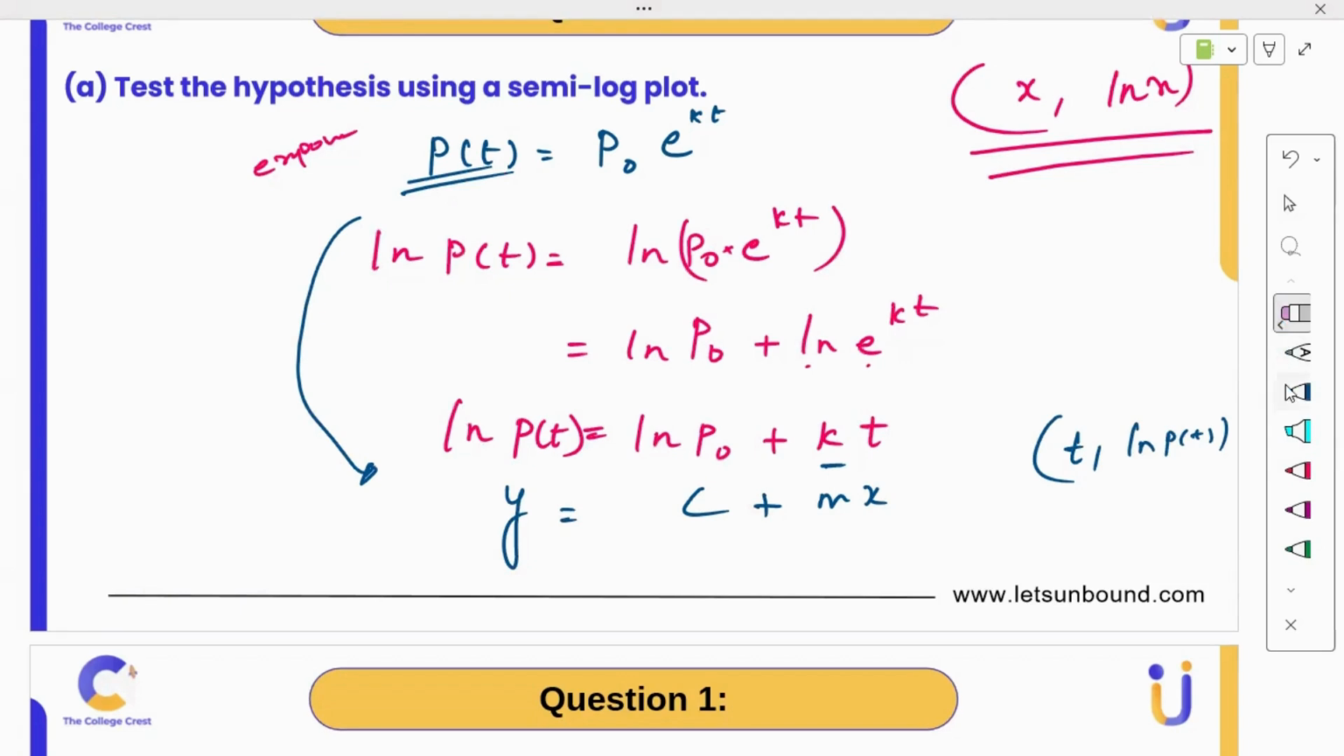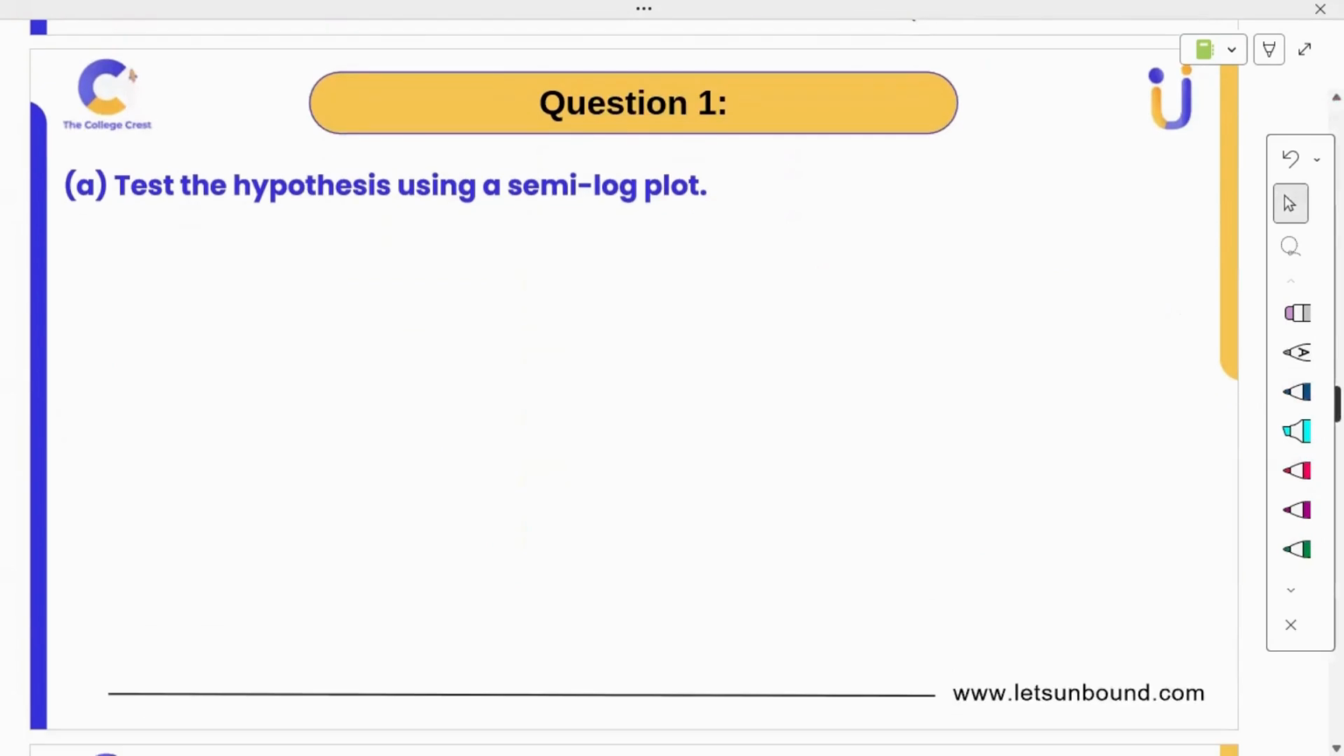So yes, it represents a straight line. Semilog will linearize your exponential equation, and hence our hypothesis is tested. If growth is exponential, plotting ln P of t versus t should give you a straight line, and yes, we got a straight line. In this way, we tested the hypothesis and it is correct. We can also see that in graphical form.